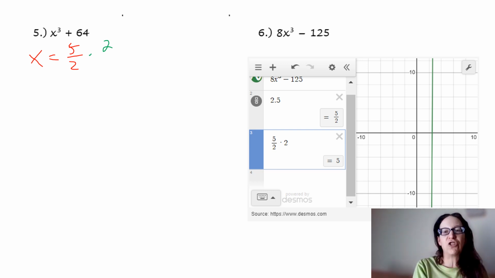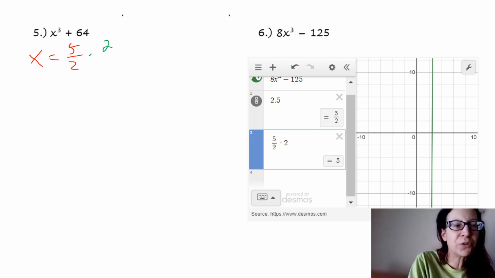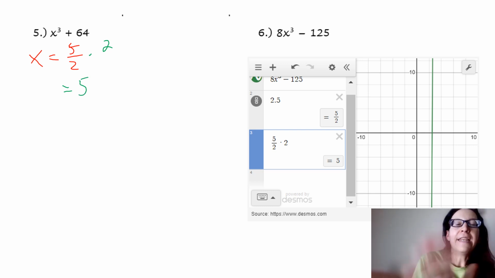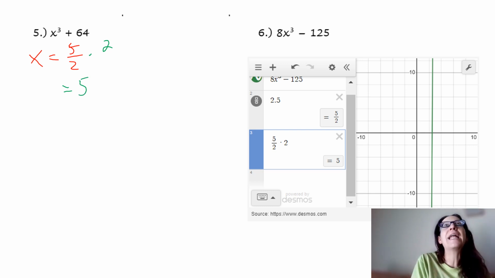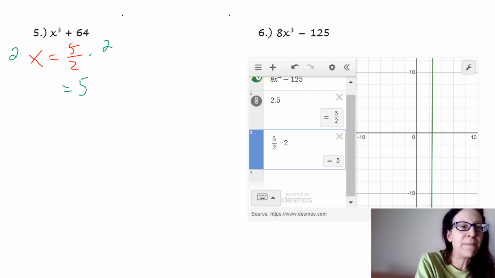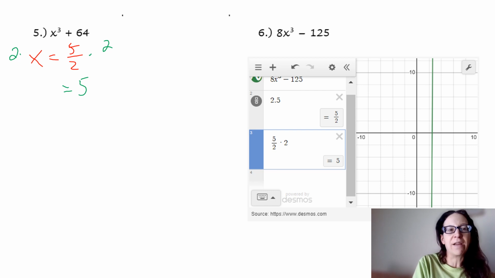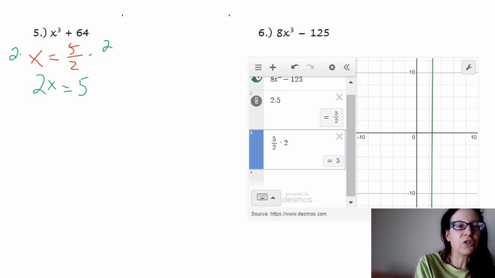Now, looking just at that, 5 divided by 2 times 2. Division and multiplication undo each other. So if I take a 5 and divide it by 2 and then immediately multiply it by 2, I should be left with a 5. Now, because that's an equation, you cannot just multiply the right-hand side by 2. If I multiply the right by 2, I have to multiply the left by 2 as well. And so we get 2x.